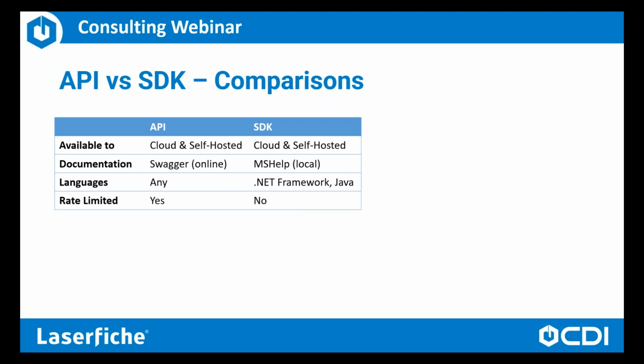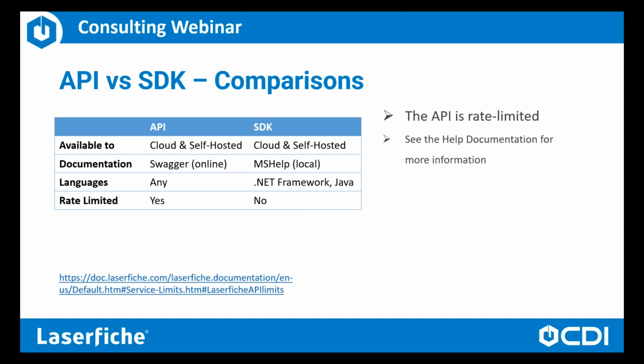Rate limiting is always a big pain point with applications that perform a lot of requests. And the Laserfiche API is rate limited for cloud. For self-hosted installations with the Laserfiche API, there are not rate limits. The rate limits and other API limitations can be viewed in the Laserfiche help documentation. And to expand the API limits, you can contact your Laserfiche account manager for information and pricing there.